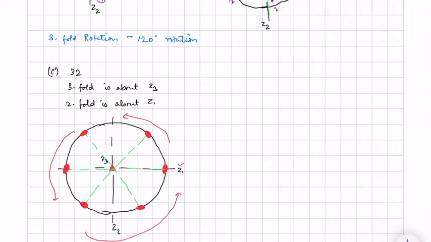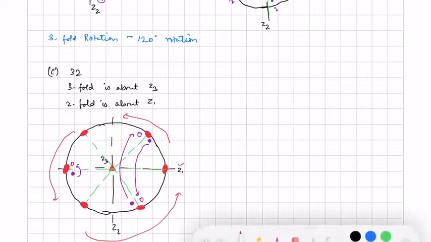So let us now start with the point. Suppose you have a point here and it undergoes 3-fold rotation. This point lands up here after 120 degrees of rotation, and after another 120 degrees, it lies here. And then this has to go for a two-fold rotation about Z1. When this point is rotated, it comes here like this. When this is rotated, it goes here, and when this is rotated, it goes here. So we have these 6 points. Let me erase these arrows for a better picture.